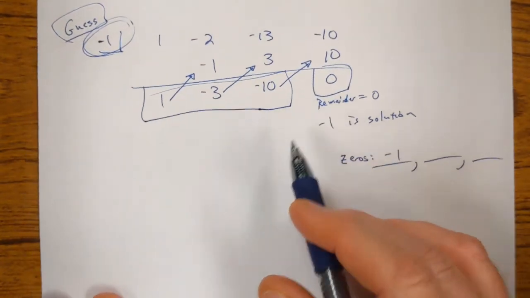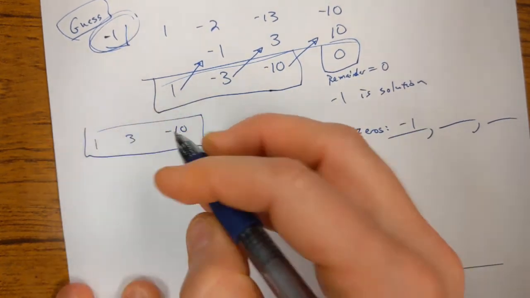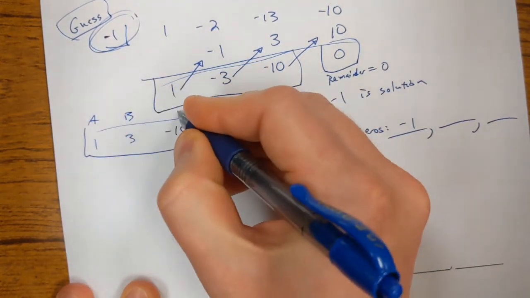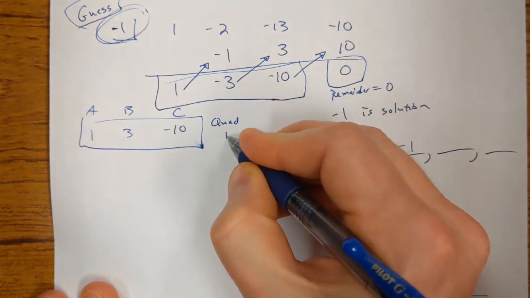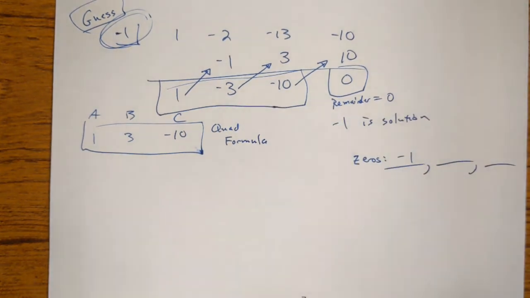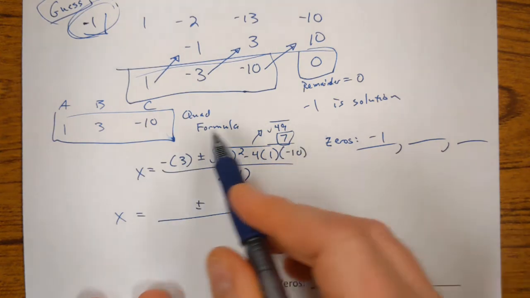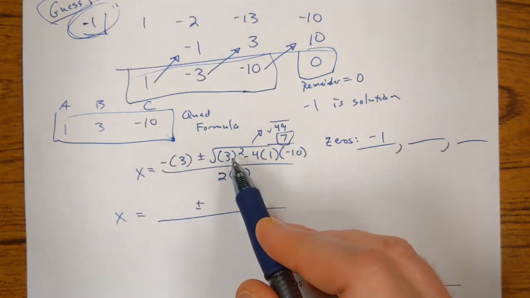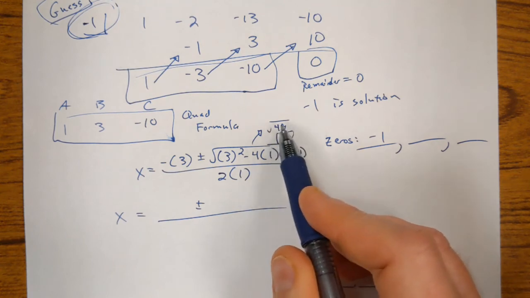The last 2, I can take these numbers, the 1, the 3, the negative 10. I can call these A, B, and C. And I'm going to do the quadratic formula. The quadratic formula will give me my last 2 answers. I'm going to do that real quick. So when I plugged all these values into the quadratic formula, the square root ended up being the square root of 9 plus 40. So it ends up being the square root of 49, which is 7.